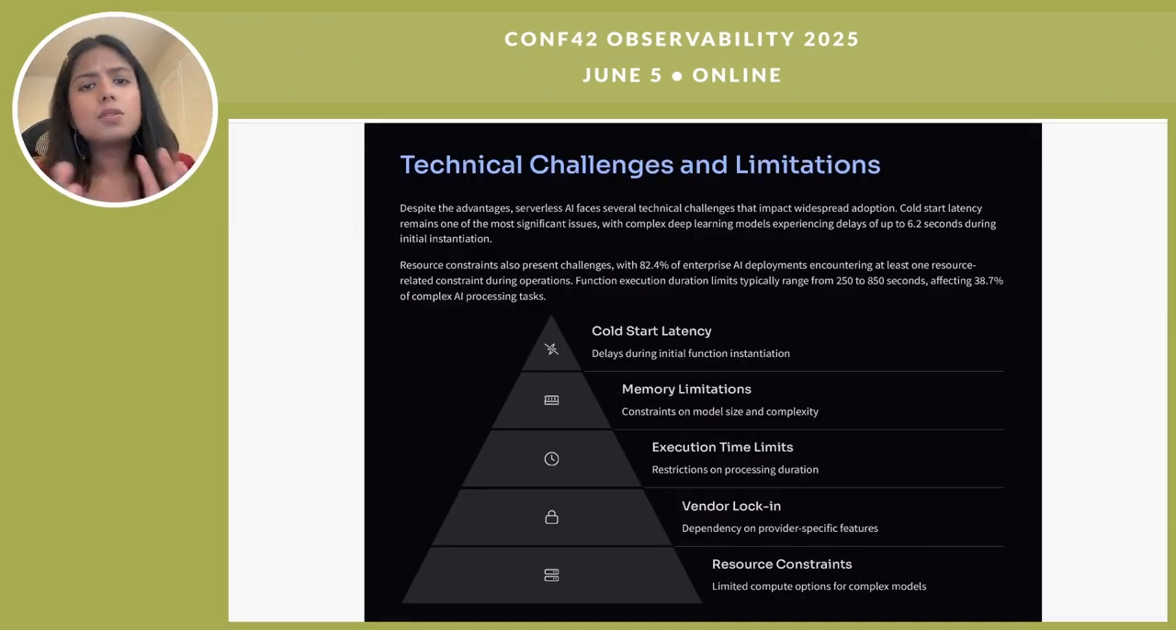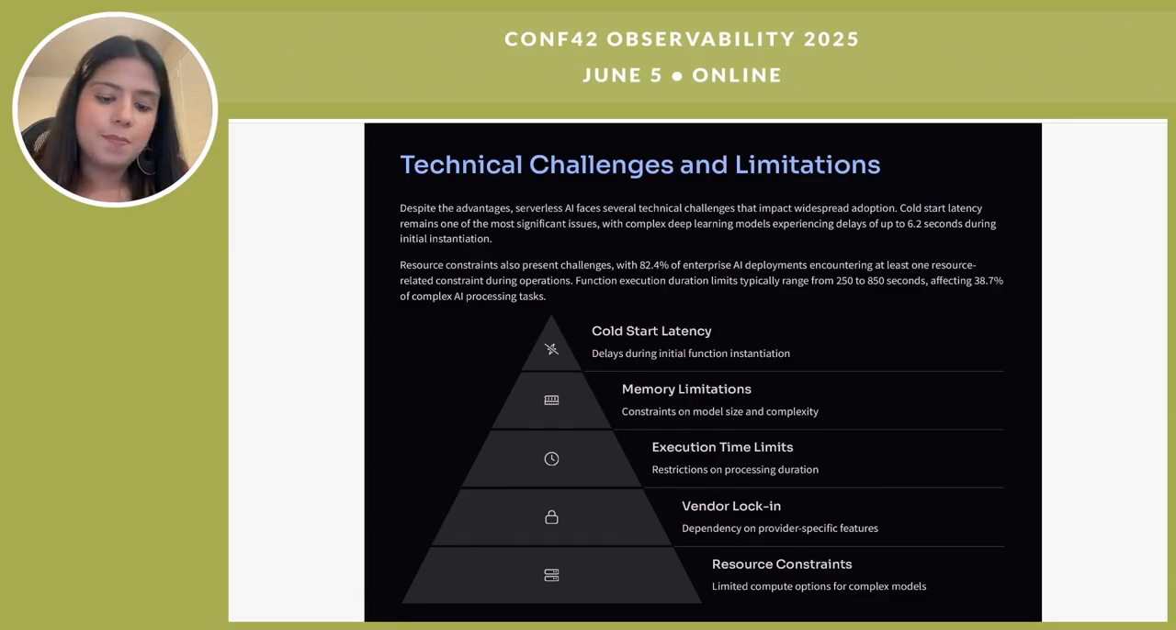Okay, so now let's talk about technical challenges and limitations. It's important to be balanced. Despite all the advantages which we have discussed so far, serverless AI isn't without its technical challenges and limitations. Cold start latency. This remains one of the significant issues. Complex deep learning models can experience significant delays, up to 6.2 seconds, during initial initiation. While platforms are improving, it is a factor to consider.